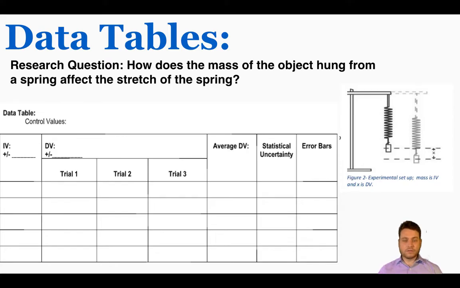We can imagine for this video that the data table that we're making is for a lab where we are investigating how the mass of an object hung from a spring affects the stretch of the spring. So in this case, the independent variable would be mass, and I'm going to say that we're measuring mass in kilograms. So the first thing I would record is the title of my independent variable in the top left corner. So you can see I've recorded mass with parentheses kilograms.